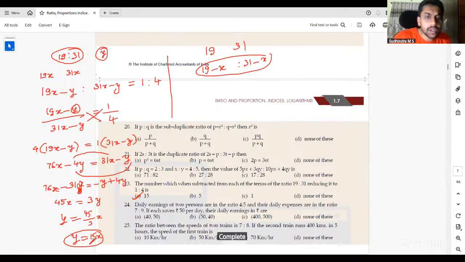Complete this. Those who are done with this, come to 25. 24 we have already solved as a part of an example question. The 25th one. That's a very interesting one.